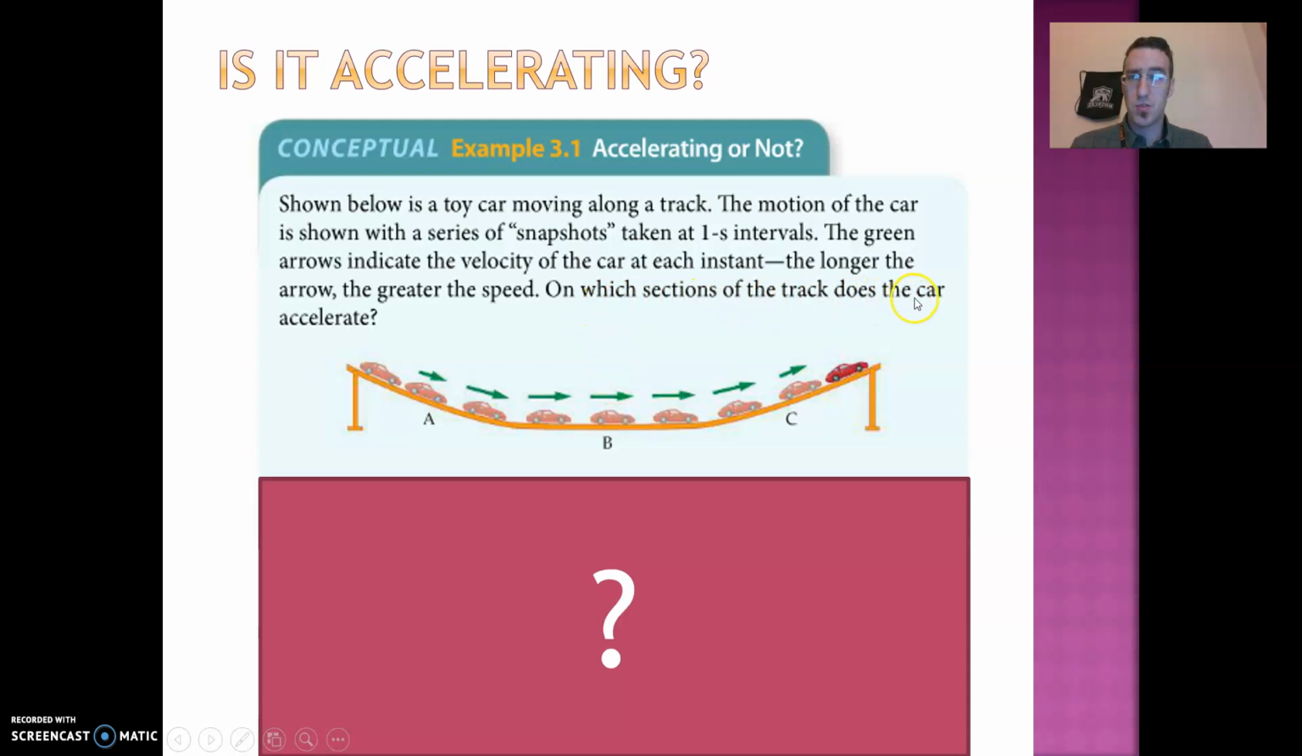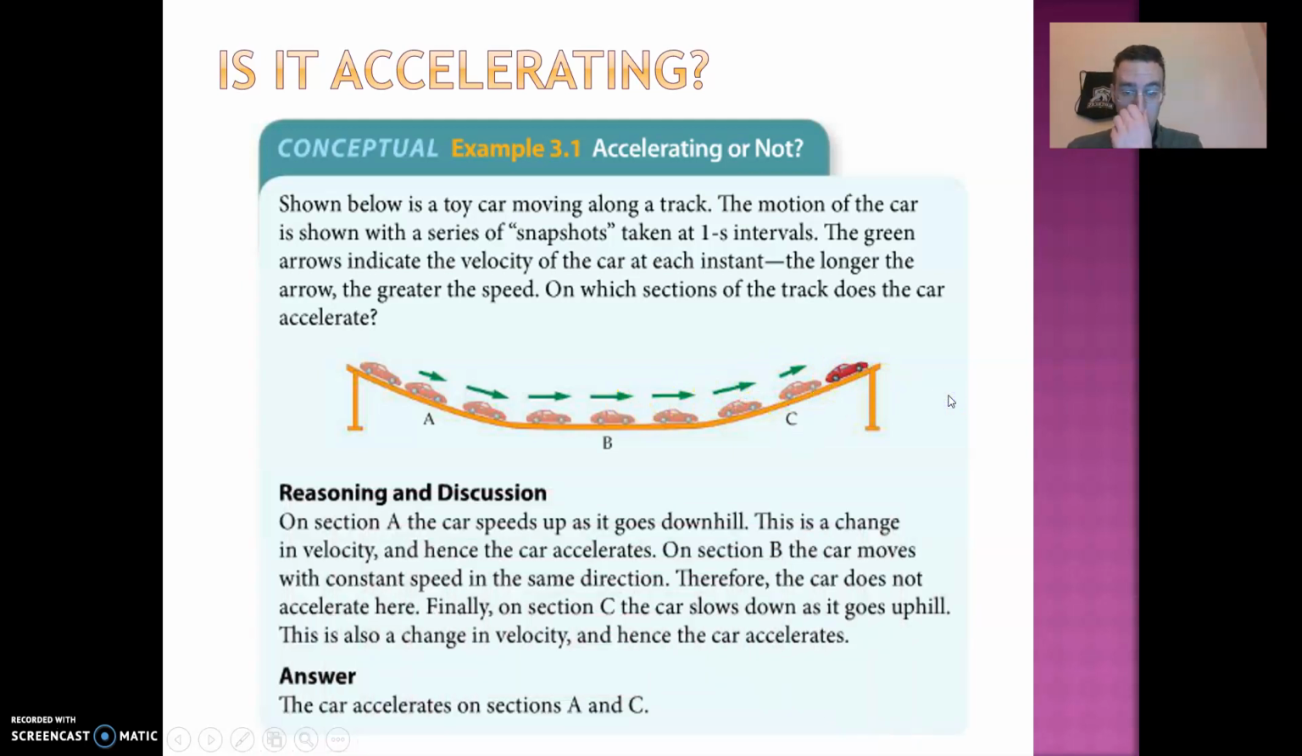It says, on which sections of the track does the car accelerate? If we look between A and B, its speed is increasing, and its direction is slightly changing. Then from B to C, the arrow is getting smaller and smaller, and it's going up the hill instead. So it's accelerating at section A, and it's accelerating at section C. During part B, the arrows are staying the same length, and the car's moving in the same direction, so it's not accelerating during that time. In other words, it speeds up as it goes down the hill, then it slows down as it goes up the hill. During A and C, it accelerates.